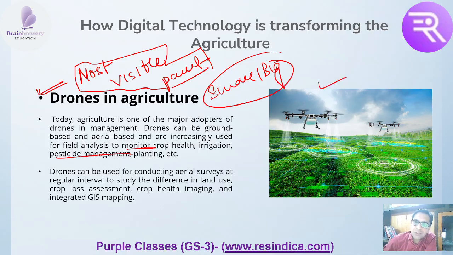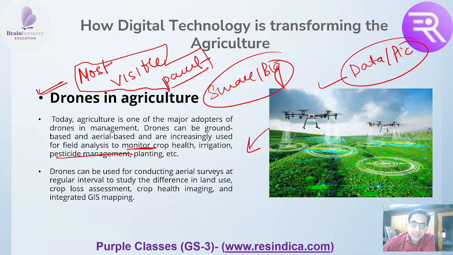They will provide you with data and pictures, and they will also be helpful in spraying water, pesticides, insecticides and everything. Various types of drones are being made, and the government is providing a lot of subsidy in the drone making industry. These drones will be helpful in finding out how much crop loss has happened and what the crop health is. They will be connected with satellite imagery and with the central database, and all the data will be recorded there.